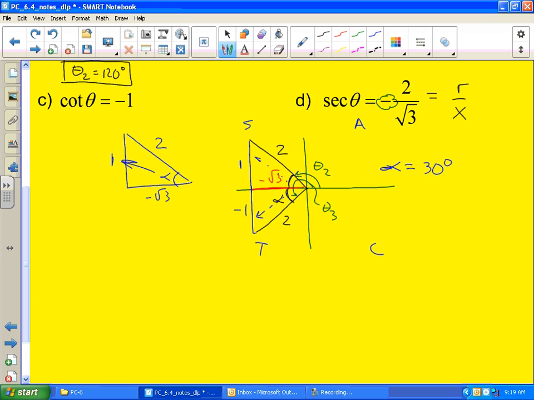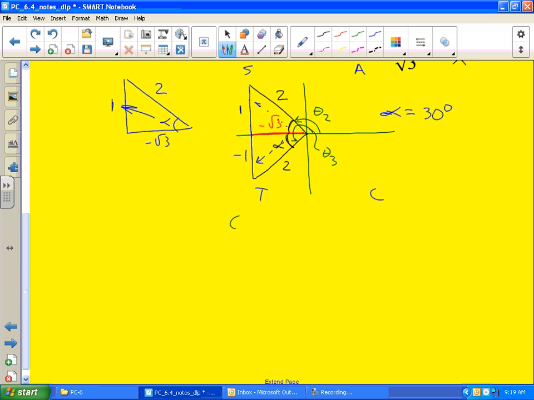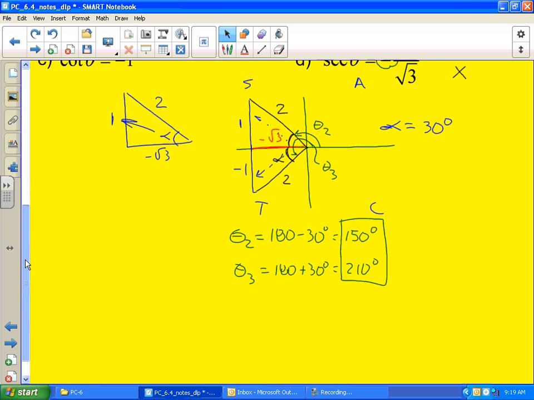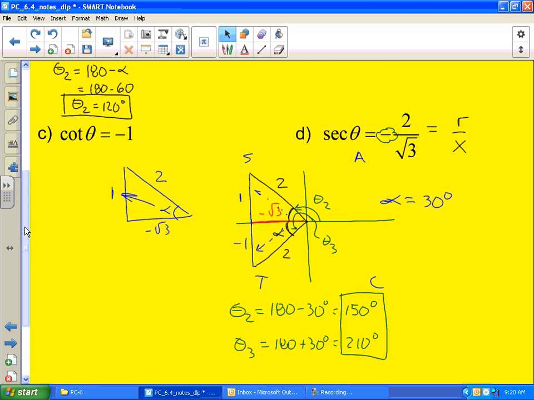So now I go find theta 2. Once I know my alpha, I can find my thetas. Theta 2 would be 180 minus 30, or 150 degrees. Theta 3 would be 180 plus 30, or 210 degrees. So those would be the two angles that produce a secant value of negative 2 over root 3. All right, and there's our process for finding the angles once we have been given a ratio.